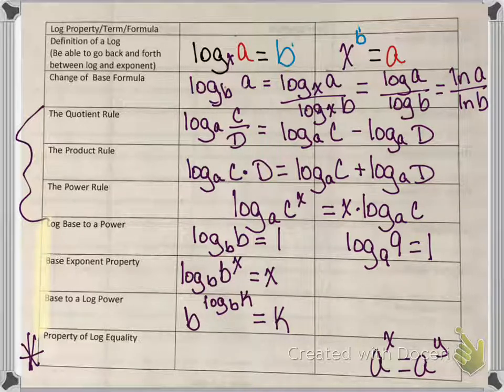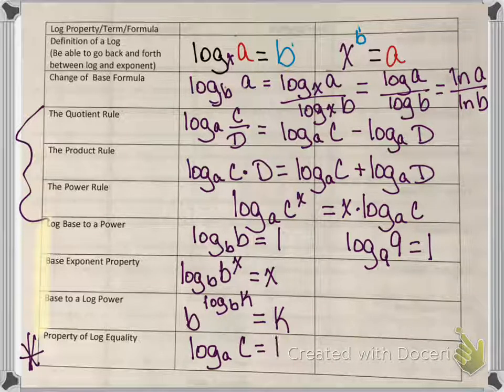The same is true here. Log base a of c equals log base a of d. That means that c is equal to d. Notice that your base must be the same. If these bases are not the same, it doesn't work. Your bases have to be the same.